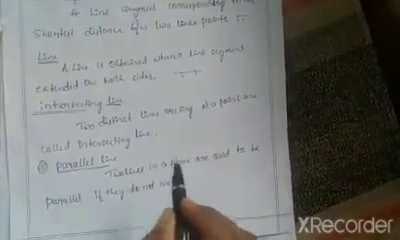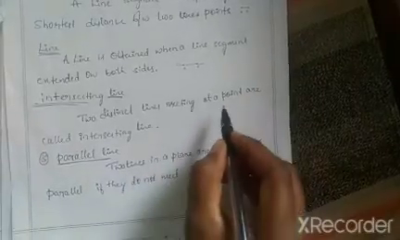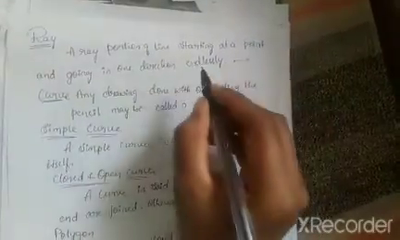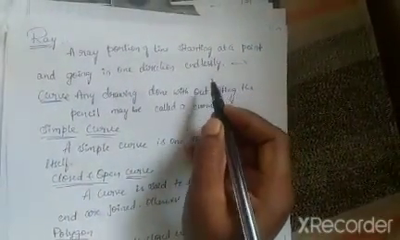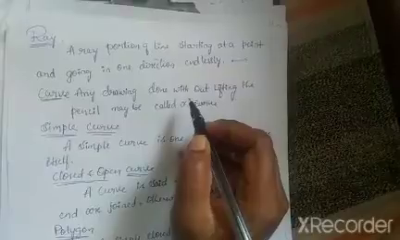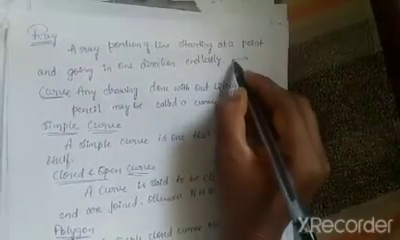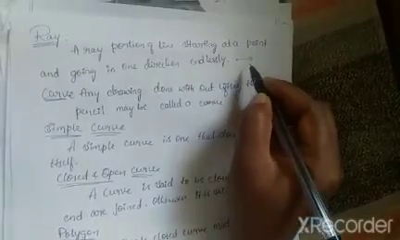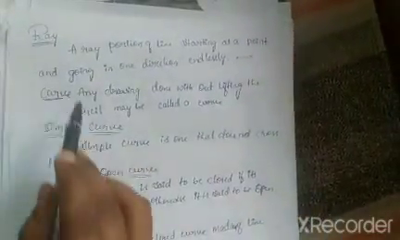Intersecting lines: two distinct lines that meet at a point are called intersecting lines, and the point is the intersecting point. Parallel lines: two lines are said to be parallel if they do not meet. Ray: a ray is also a portion of a line. It is a portion of a line starting at a point and going in one direction. So one end point is fixed in a ray.